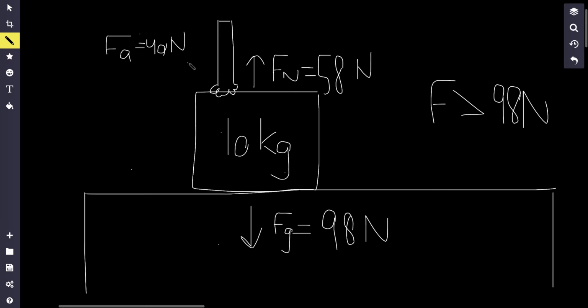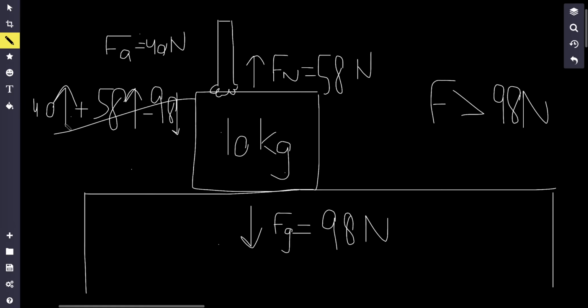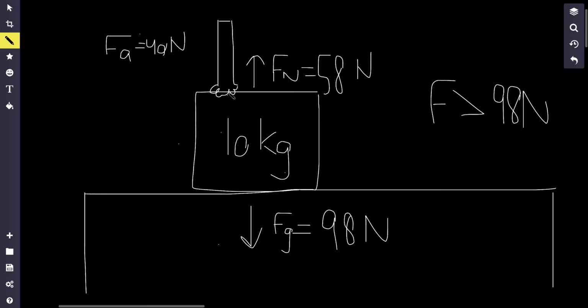Because notice how 40 newtons upwards plus 58 newtons upwards, subtracted by 98 because it's going downwards. Notice how that leads me to a net force of 0. And that's exactly what we want, right? If I'm not strong enough to lift up this box, it shouldn't move at all, right? So the net force has to be equal to 0.